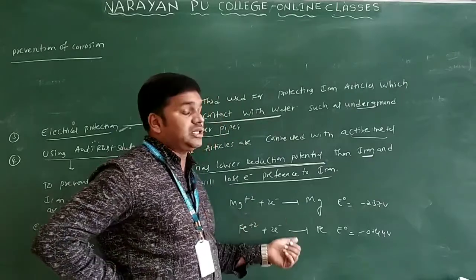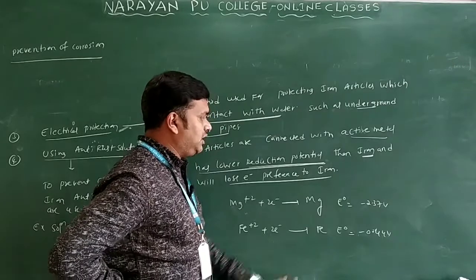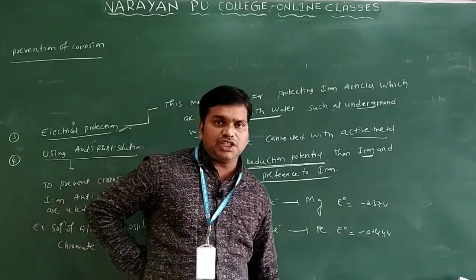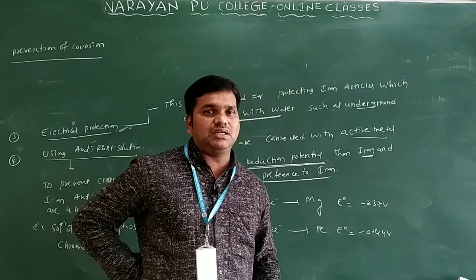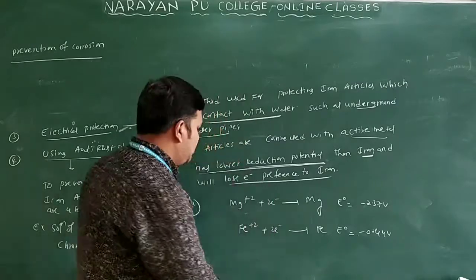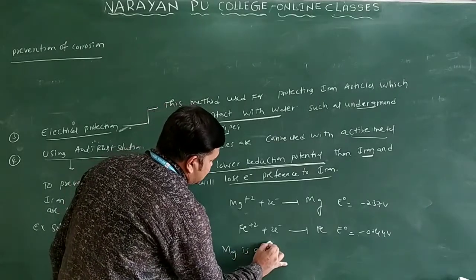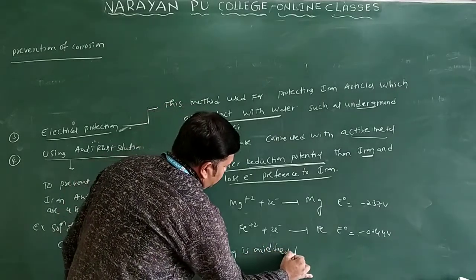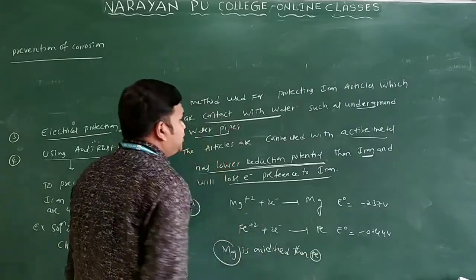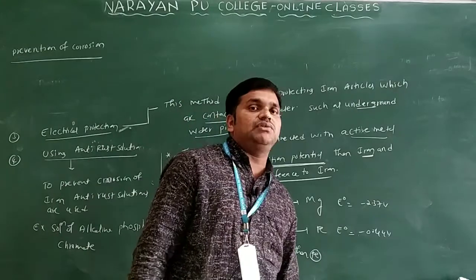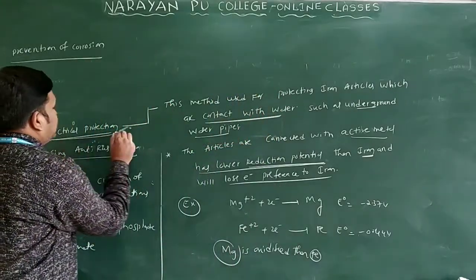I take magnesium as an example. Mg2+ gains 2 electrons and is converted to magnesium, and Fe2+ is converted to Fe. We are comparing the reduction potentials. The reduction potential of magnesium is less than that of iron. So magnesium is oxidized in preference to iron. Magnesium is oxidized rather than iron, because magnesium is a more reactive metal with a lower reduction potential. So this is regarding the electrical protection of the metal.